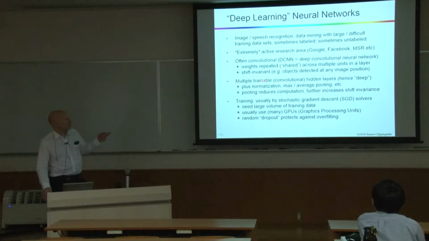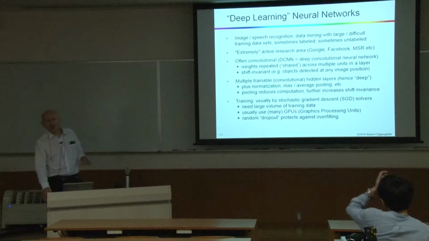And there are multiple trainable convolution hidden layers, hence deep, meaning many layers. There are usually some other operations as well, normalization and local averaging, etc. Okay, so training is usually by stochastic gradient descent. It needs a very large volume of training data. That's the downside of deep learning.